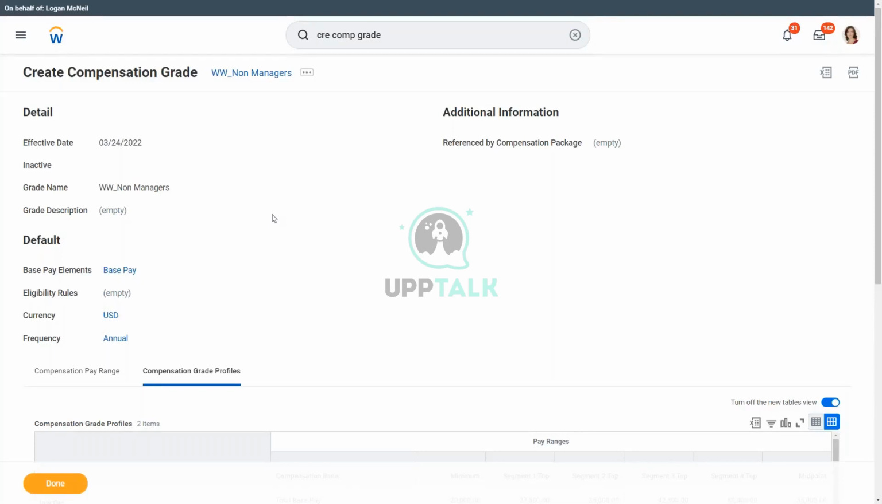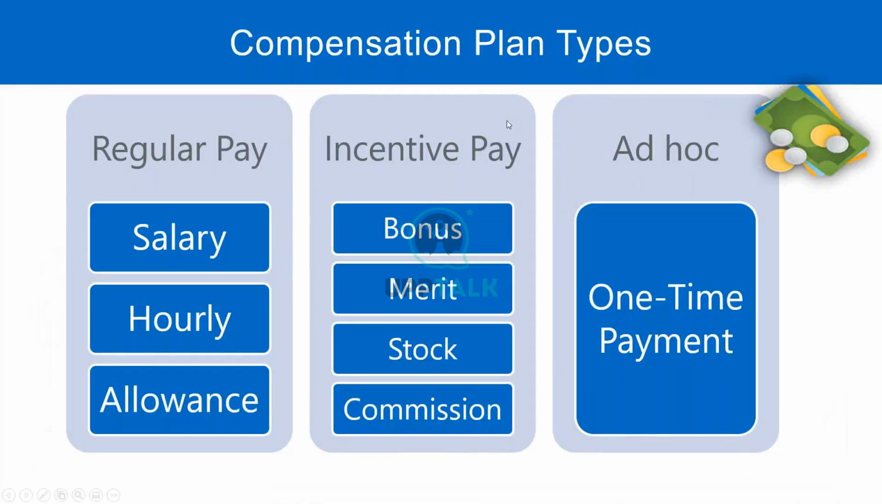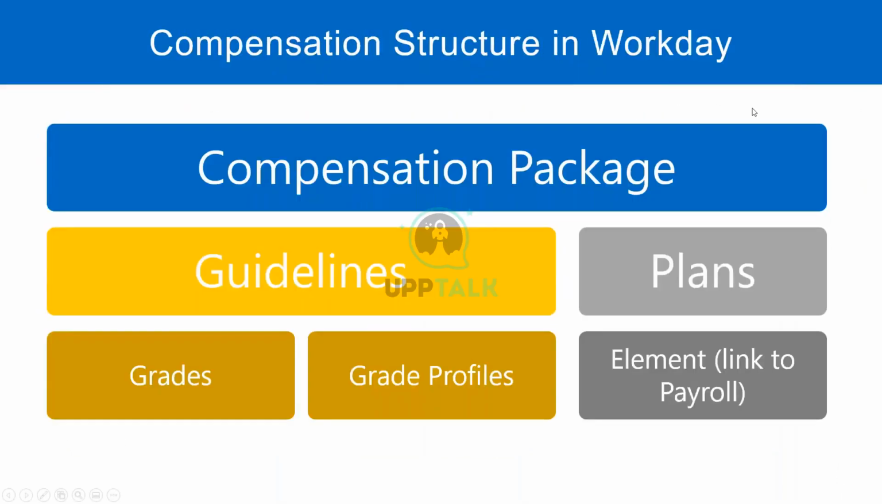You remember, what is the compensation package? Let's take a look at the diagram for the compensation package. The compensation package includes the guidelines and the plans. Guidelines are made of grades and grade profiles, and plans are the salary plan, allowance plan, etc. Right.